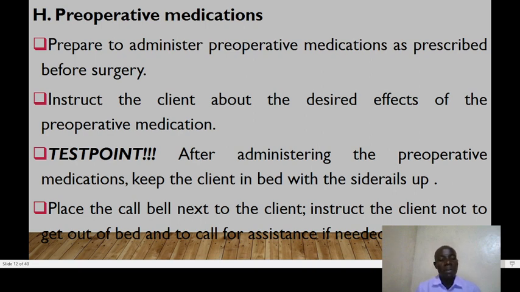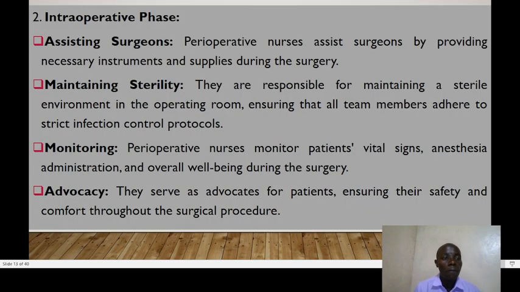These are just some of the interventions that help us to reduce the incidence of falls in the hospitals. So from pre-operative, we can now go to the intraoperative phase. An intraoperative phase has four major roles that we as nurses need to perform. One is assisting the surgeon during the operation, maintaining sterility, monitoring, and advocacy.